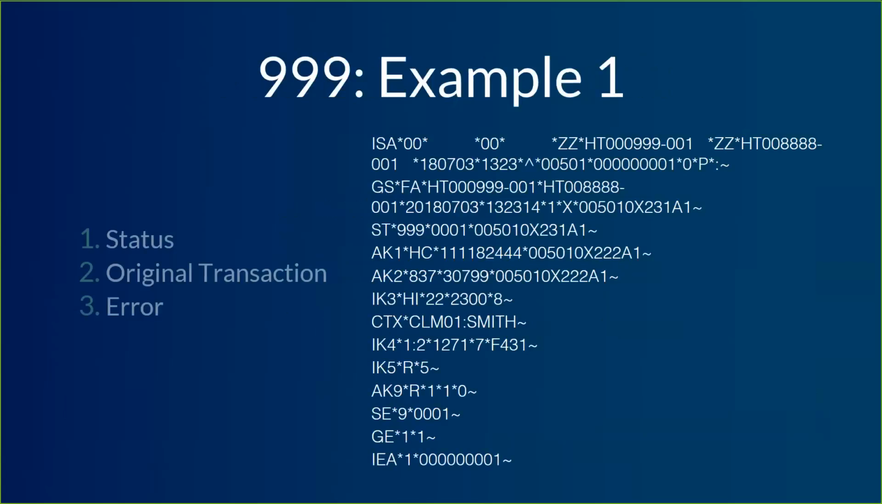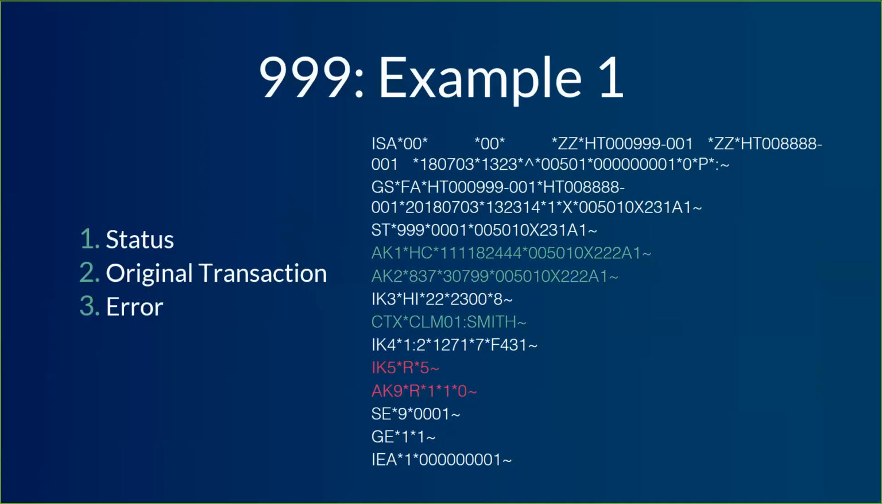So first up, there's my goals here off to the side. I'm looking for the status. So because it's a footer, I'm going to be looking near the bottom, and I see the IK5 and the AK9 about 3/4 of the way down. Both of them say R, so I know this is a rejection. And if I look at the AK9, I can tell that one transaction set was included and one was received, 0 accepted. Okay, so now I'm looking for the original transaction. I've got 3 things I can look for here. I've got the AK1 and the AK2, so I've got both a functional group and a transaction set response indicating a tracking or control number. And this one is a claim level rejection, most likely. So I've got a CTX segment with a CLM01.